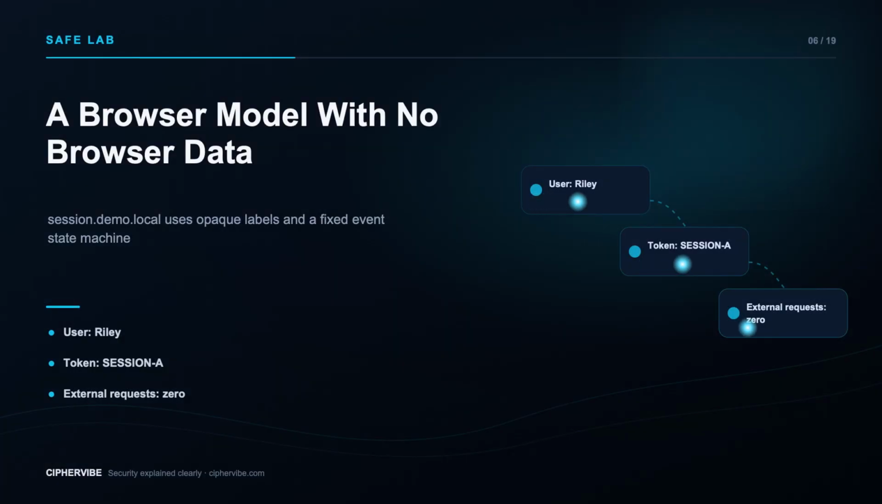Our lab uses a fictional user named Riley and an opaque label called Session A. It contains states for issued, active, copied, reused, challenged, and revoked. No secret value exists behind the label. The simulator cannot inspect a browser, read a file, access memory, transmit data, or connect to an application.